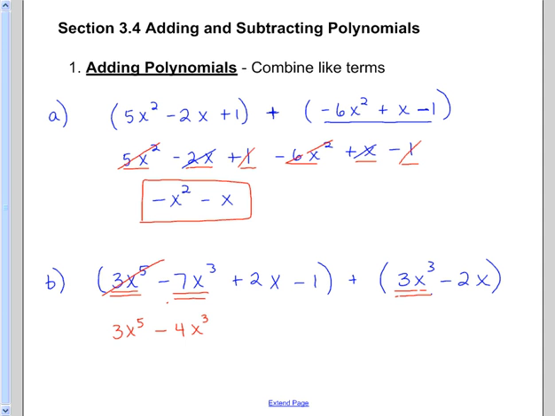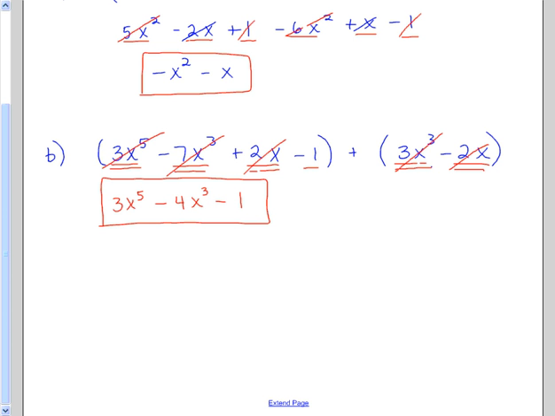Notice my exponent is not changing. Then I move to 2x. Positive 2x, negative 2x. That's going to subtract out of the problem. The negative 1 is the only constant, so it's going to come down. So my answer would be 3x to the 5th minus 4x cubed minus 1. All like terms are combined, and the answer is written in descending order.